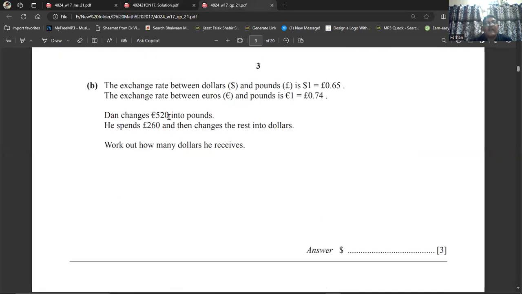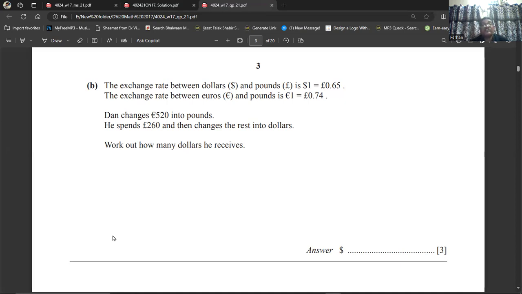Question number 1 and its B part. It says the exchange rate between dollars and pounds is that $1 is equal to 0.65 pounds, and the exchange rate between euros and pounds is that 1 euro is equal to 0.74 pounds. Dan changes 520 euros into pounds. He spends 260 pounds and then changes the rest into dollars. Work out how many dollars he receives.